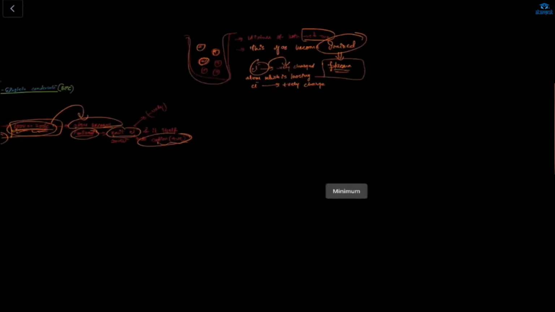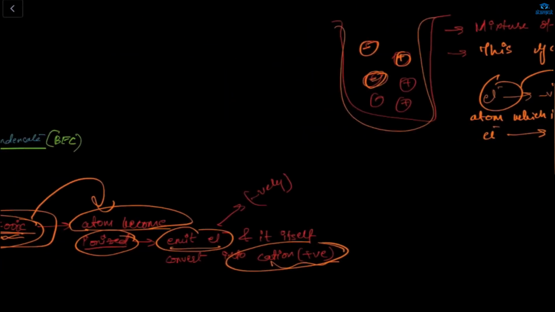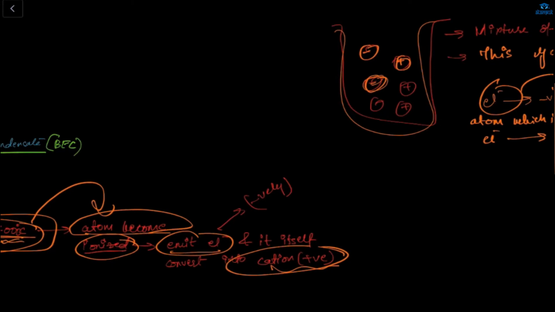So what will happen? See, this is my beaker. If my atom becomes ionized, it will emit an electron, the negative charge, right?